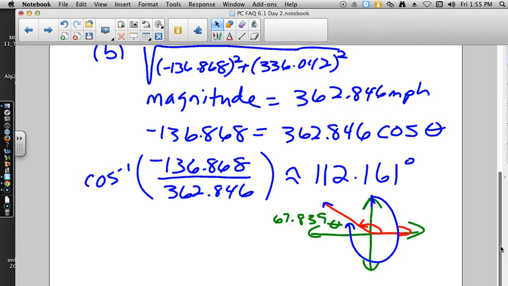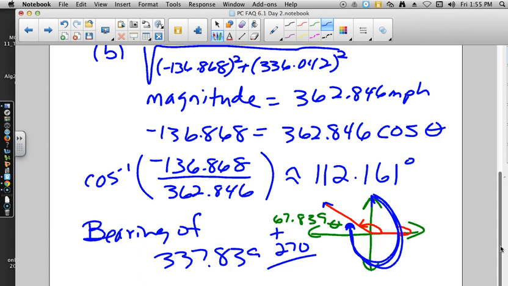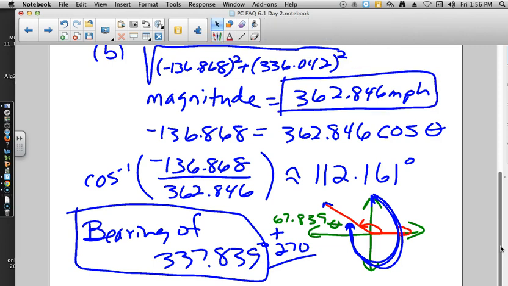So 67.839. So for the bearing, what I have to do is say, well, I need to go all the way over here and then up this little chunk of 67.839. Well, all the way over here is 270 degrees plus what we just had, and that is 337.839 degrees. So a bearing of 337.839 degrees. So here is the speed, which is the magnitude, and there is the bearing. And now we've answered all of that one.